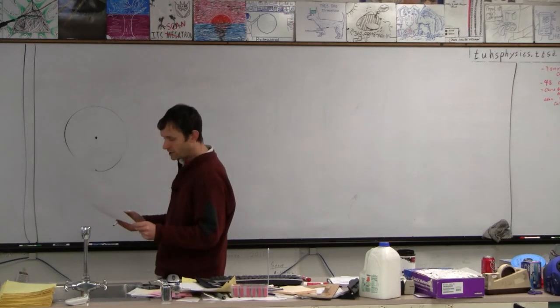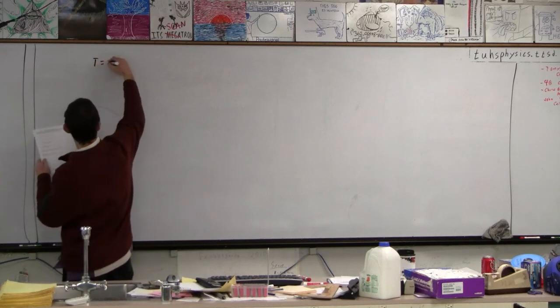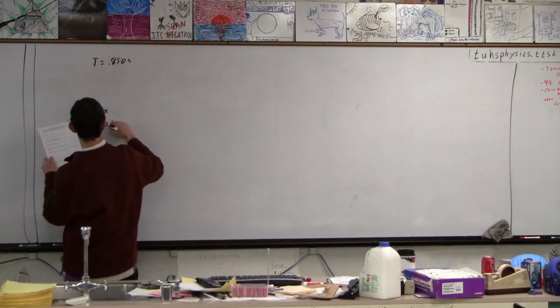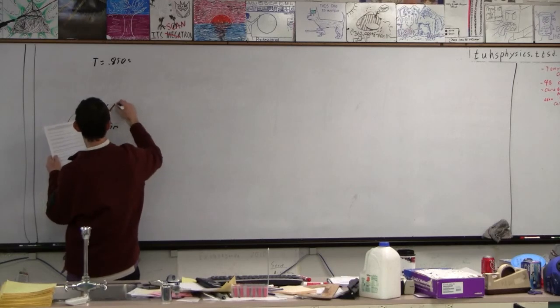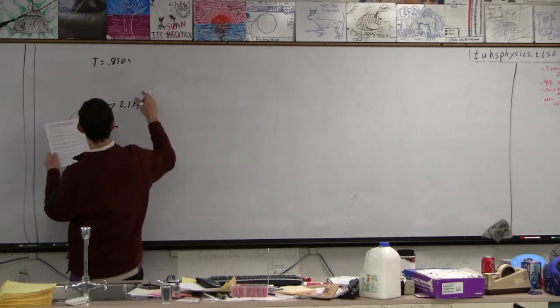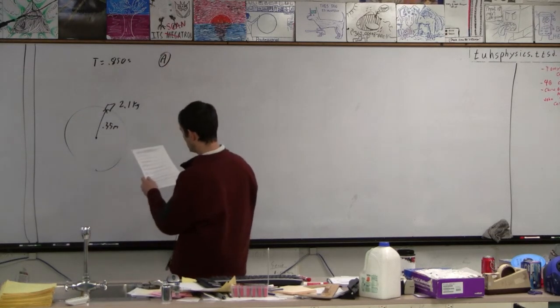Okay. What is the tension of the string at the top and the bottom? So the period is 0.850 seconds. This radius here is 0.35 meters. The mass is 2.1 kilograms. Right? And so for part A, what is the tension of the string at the bottom?